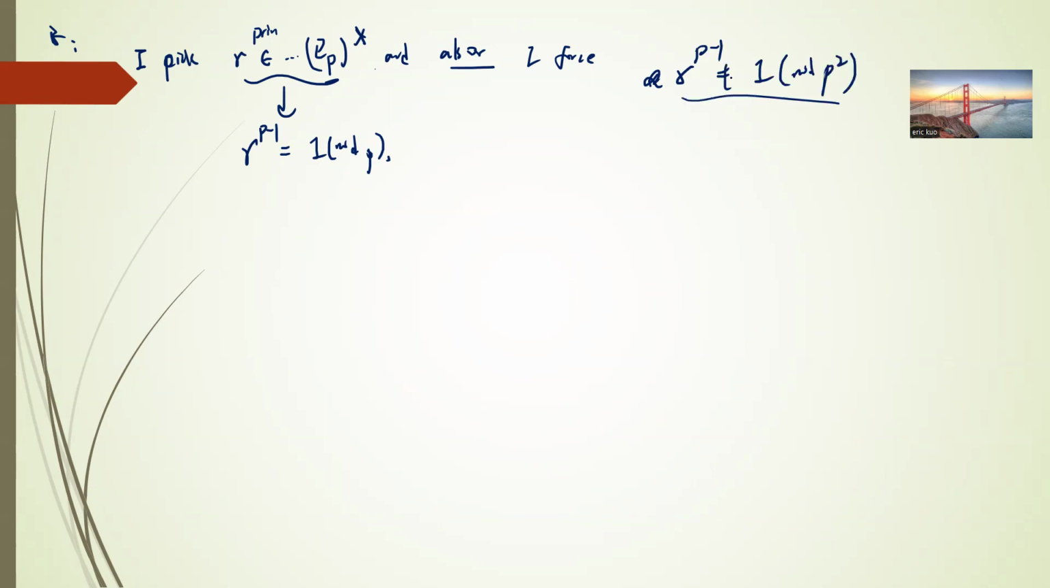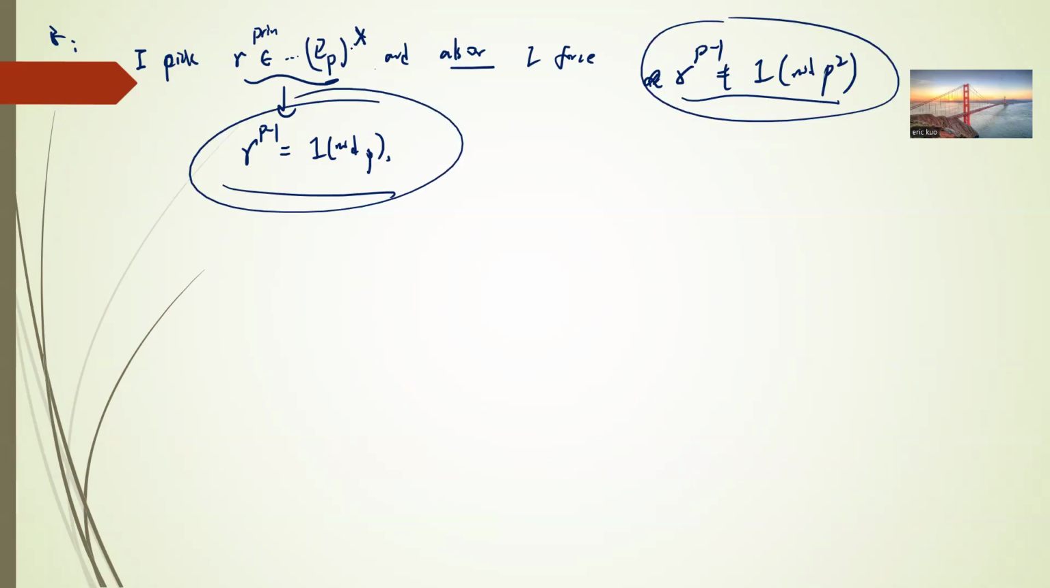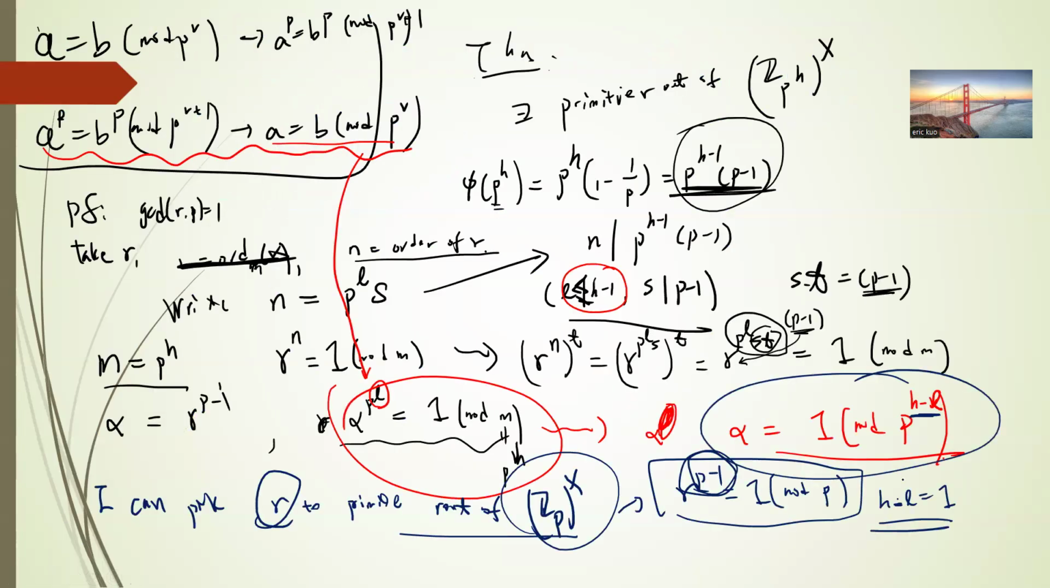It's a simple exercise that you can prove that this R always exists. I know that there's a primitive root here, right? But I can force that this R^(P-1) is not 1 modulo P squared. Okay, so this is true and I can prove it. So if I find this R such that it satisfies these two conditions, then this condition will force H minus L equals 1. So that means L must be H minus 1.